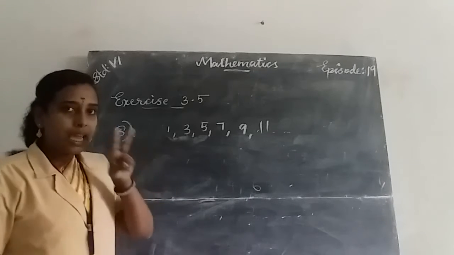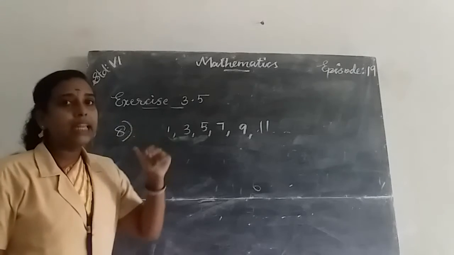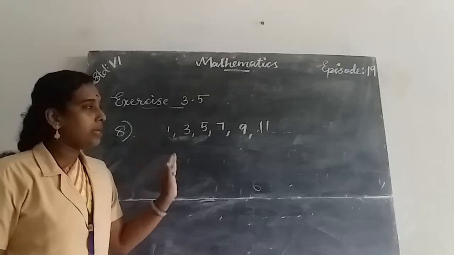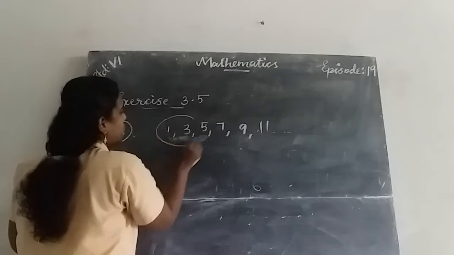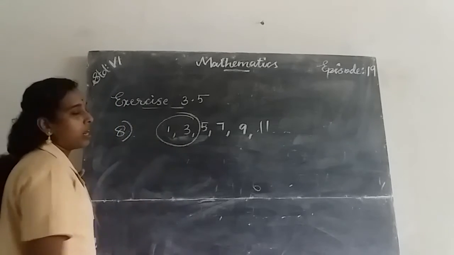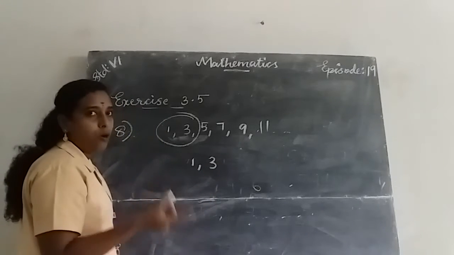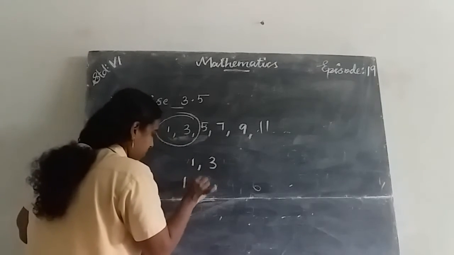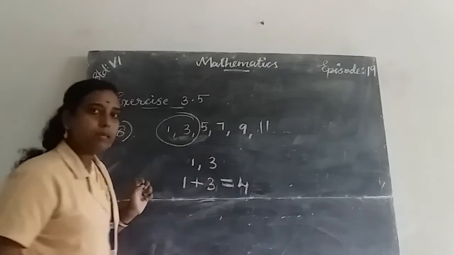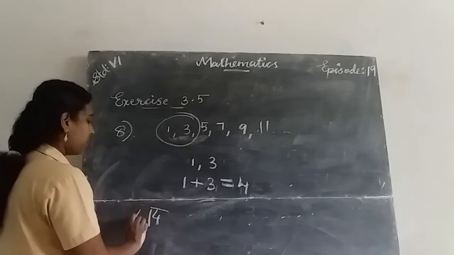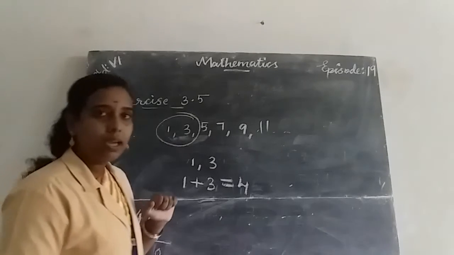So we take any 2 consecutive odd numbers, find the sum and check whether the sum is divisible by 4 or not. I take the first 2 consecutive odd numbers, which are 1 and 3. Then take the sum, that is 1 plus 3. We get 4. 4 is divisible by 4. 4 by 4 we get remainder 0.